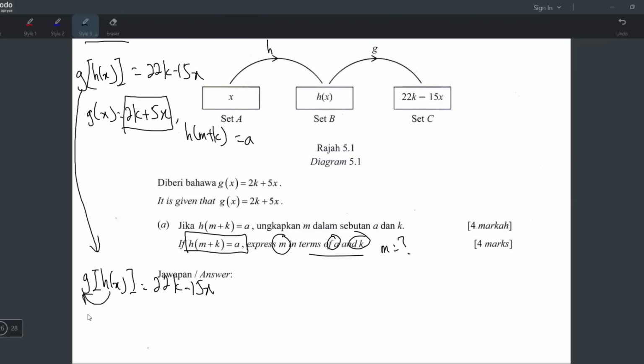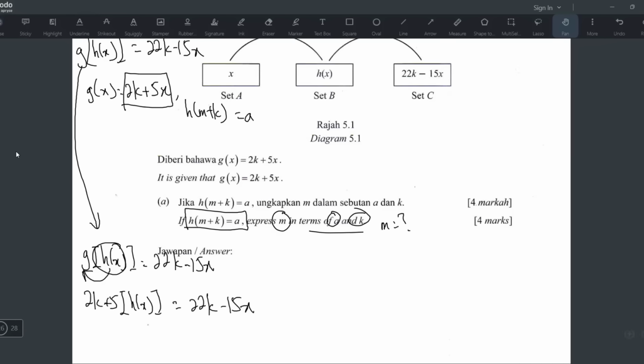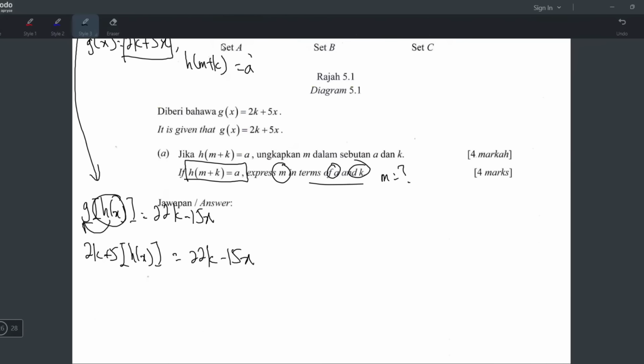That means you have to write 2k plus 5 bracket, and then the whole h(x) you substitute into the x of g(x). So g(x) is 2k plus 5x, but the x is replaced with h(x) like this, equals 22k minus 15x. And now we will work towards finding h(x). After we find h(x), then we do this one. Okay, how to find h(x)?